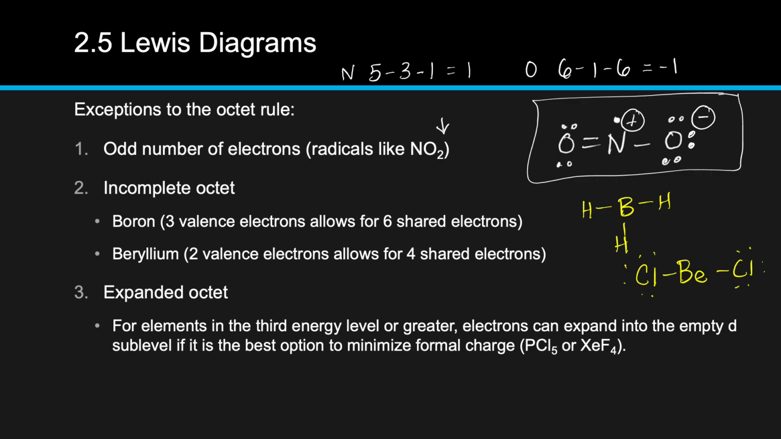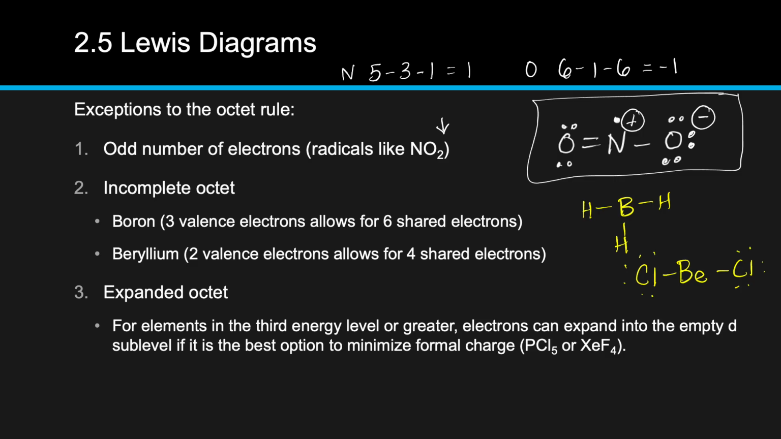So total, there's only 4 electrons being shared for beryllium. And then we have an expanded octet. So an expanded octet, remember, can only happen if it's an element in the 3rd energy level or greater because it has a D sublevel to expand into. And it just is a way for a molecule to become stable that minimizes formal charge.